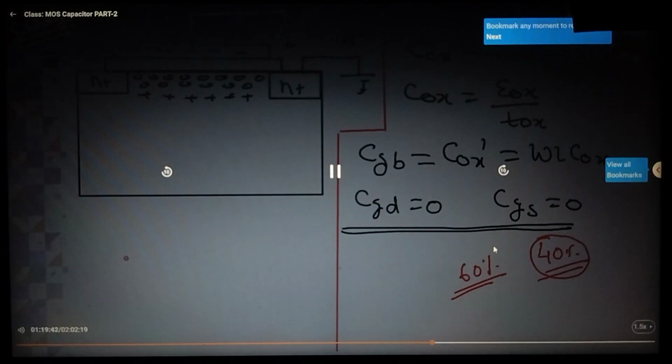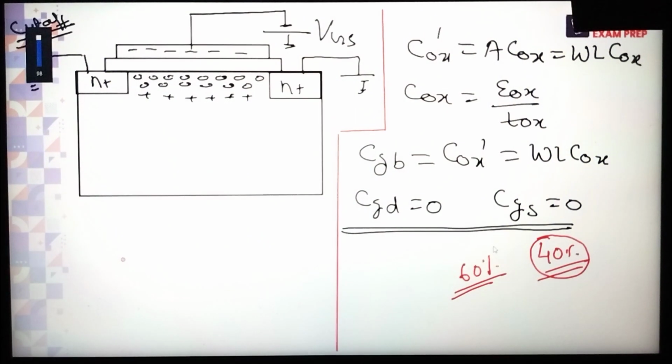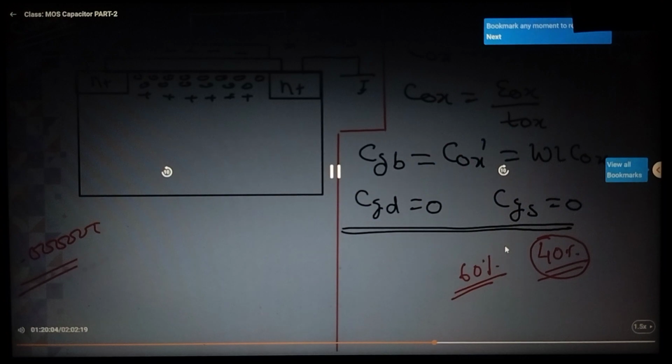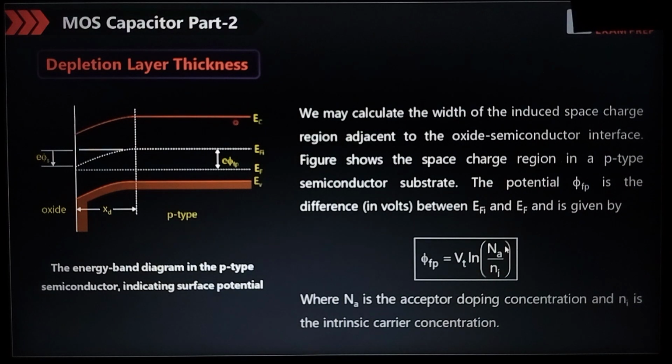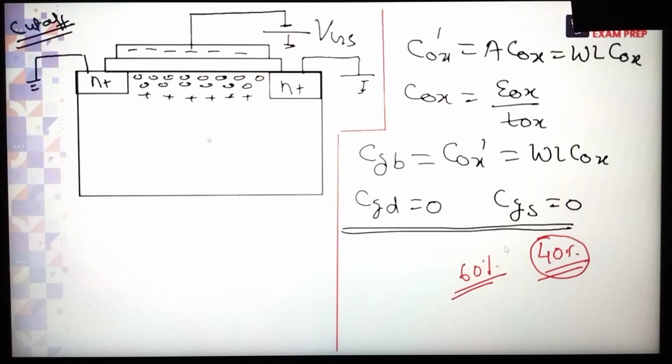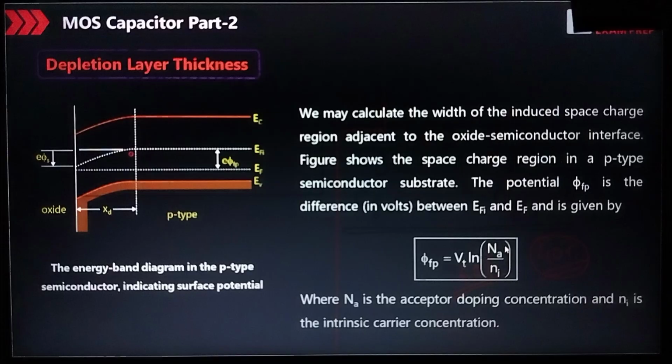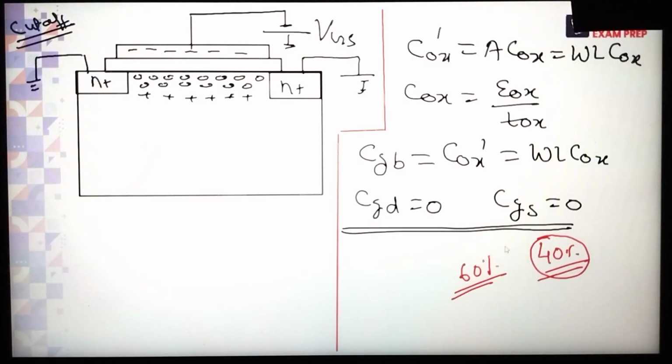Overlap means, watch the diagram carefully. When we are making this semiconductor, first of all, this is the N positive. Actually, we want to deposit the SiO2 layer just above the channel. This would be the SiO2 layer. And what is the length of the channel? L. And what is the width? W.